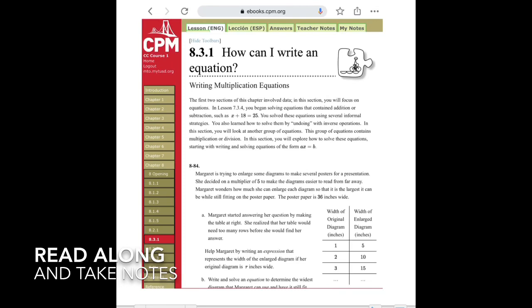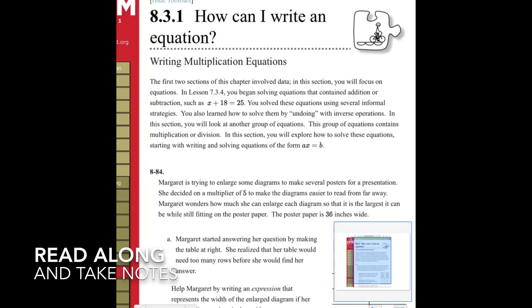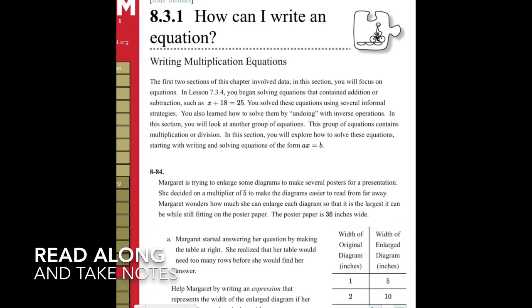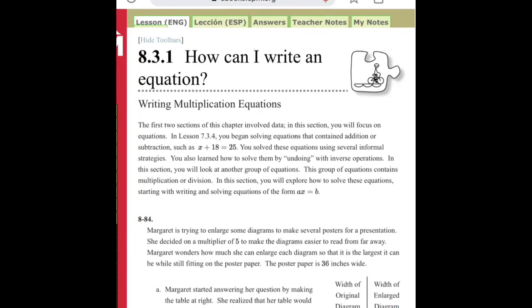Chapter 8.3.1, how can I write an equation? Writing multiplication equations. The first two sections of this chapter involve data. In this section, you will focus on equations. In lesson 7.3.4, you begin solving equations that contain addition or subtraction, such as x plus 18 equals 25. You solve these equations using several informal strategies. You also learn how to solve them by undoing with inverse operation.